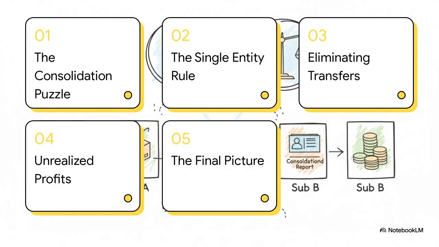So here's our game plan. We'll start with what I call the consolidation puzzle. Then we'll unlock it with the all-important single entity rule. After that, we'll dive into the nitty-gritty, how to eliminate simple transfers, and then tackle the trickier stuff like unrealized profits. And finally, we'll put it all together to see the true final picture.